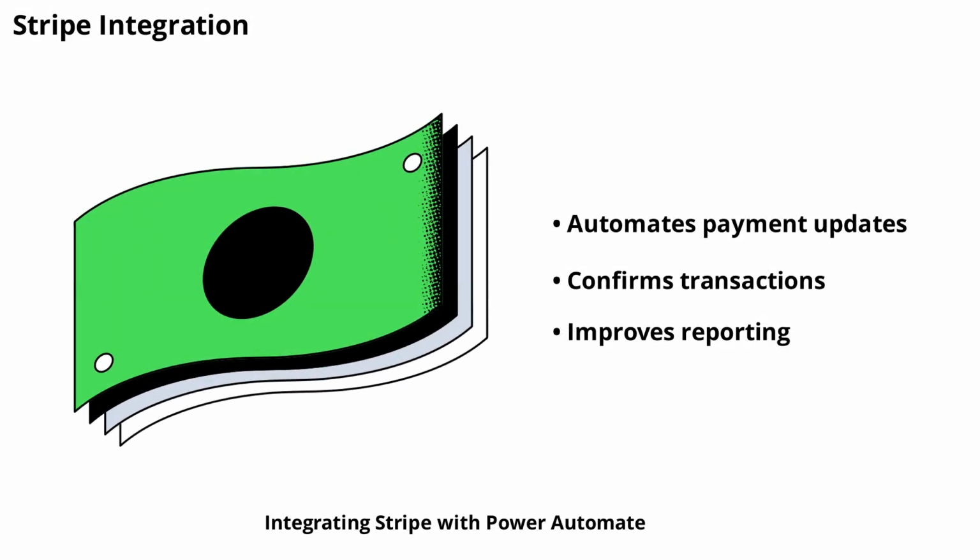Integrating Stripe with Power Automate enables automatic updates to financial records, payment confirmations, and reporting. This streamlines payment management and ensures that all transactions are accurately recorded.